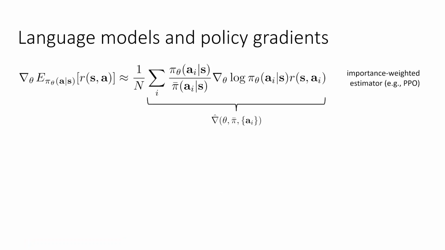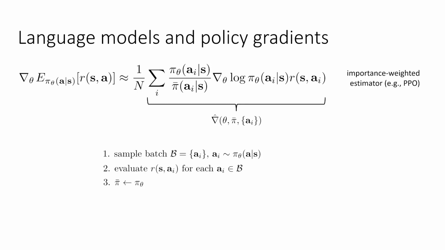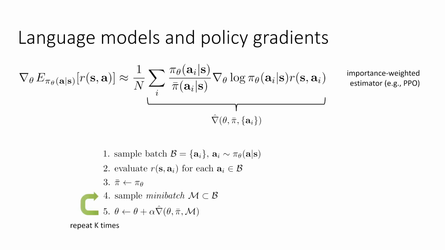Okay. So a particular algorithm, let's take this importance sampled estimator, let's call it grad hat as a shorthand, and notice that it's a function of theta, pi bar, and a set of samples, AI. The way that you could do this is you could sample a batch of completions for a particular state. In reality, you would have many states, but I've written this out for just a single state. You would sample a batch of completions. You would evaluate the reward for each of them. Then you would set pi bar to be your previous policy, the one that generated those samples. And then you would have an inner loop where you would sample a mini batch and then on that mini batch, you would take a gradient step using grad hat. And then you would repeat this k times.